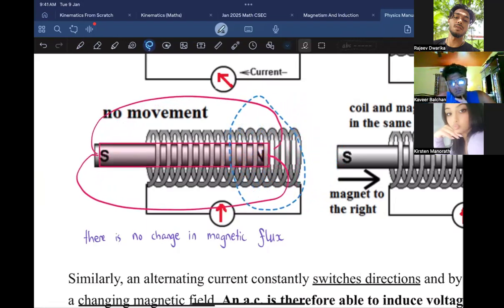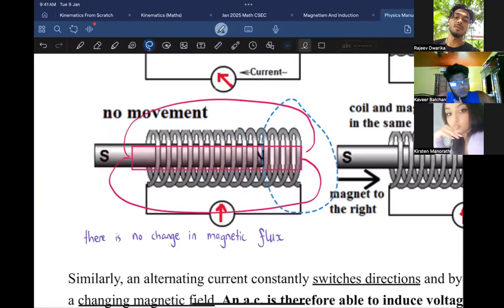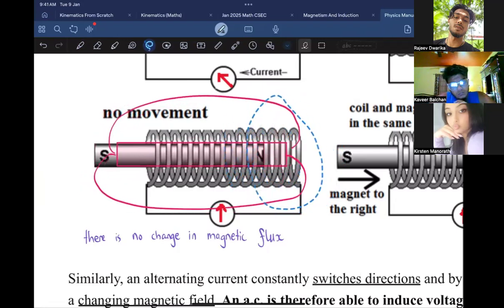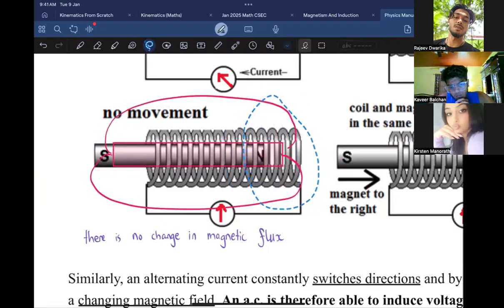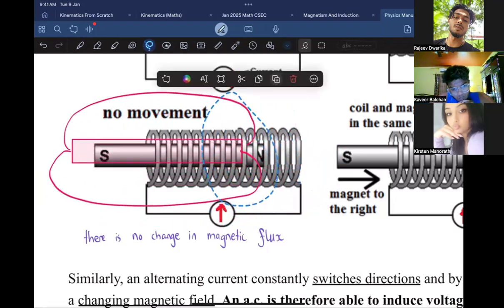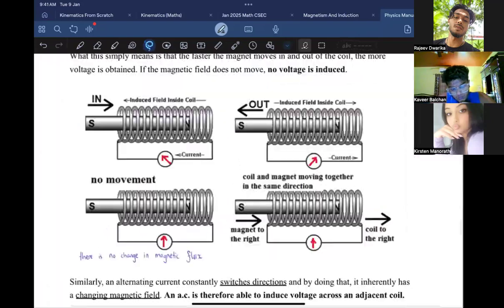Because the magnet is being moved, the flux lines are also moving, and they're going to cut the coil, and that's going to generate the EMF, right? But because it's stationary, there's no change in magnetic flux, so there's no induced EMF.